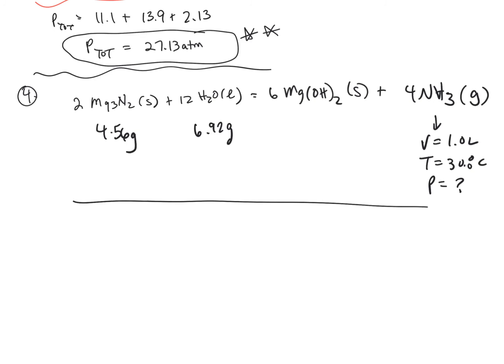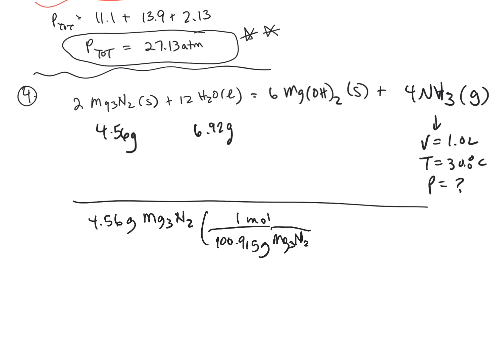So we will take the amount of magnesium nitride, calculate the amount of ammonia, then take the amount of water, calculate the amount of ammonia. You'll have two values and you're going to pick the smaller one. That's our technique. So you're going to say 4.56 grams magnesium nitride, and convert that. So I have the molar mass here, 100.915 grams magnesium nitride in 1 mole. That's just the molar mass.